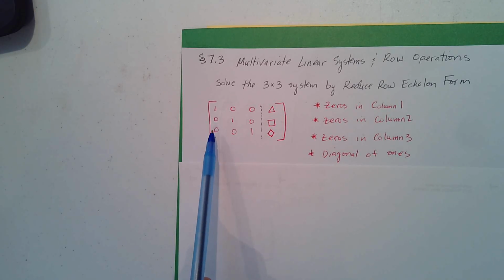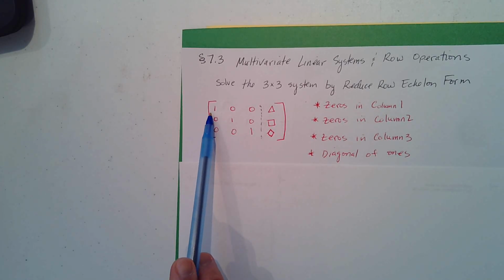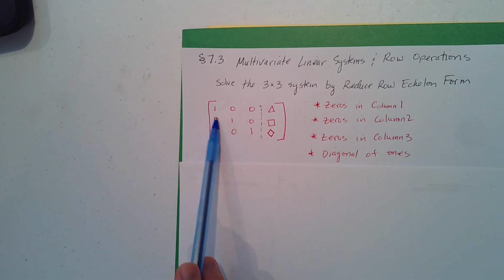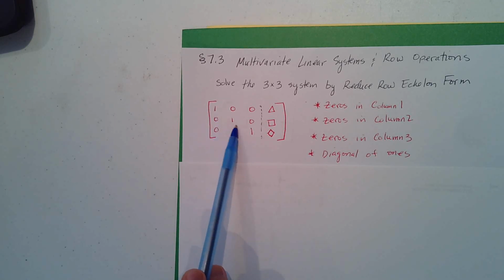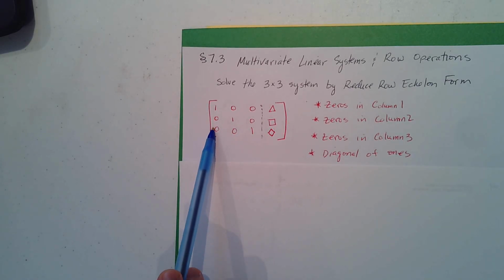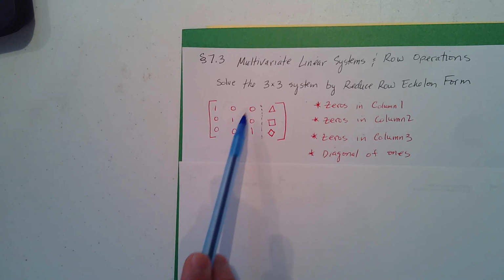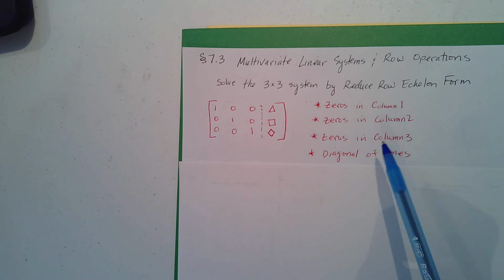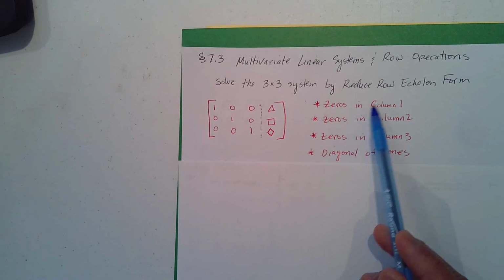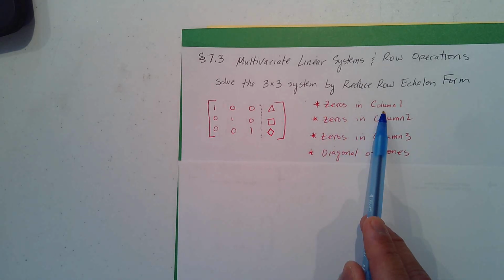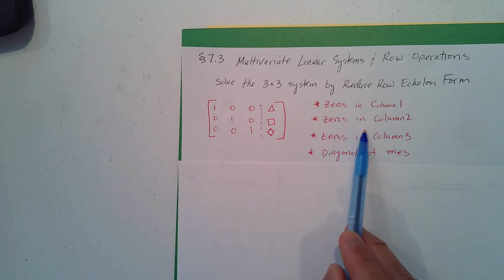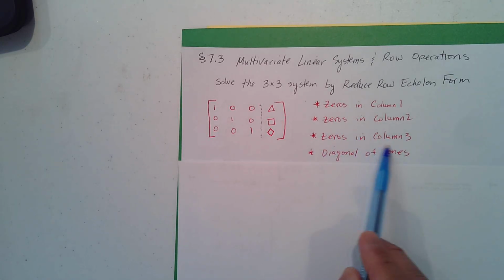In the last section, 7.2, we discussed briefly this is what we call an identity matrix. What we will have to do is manipulate the matrix such that it's going to be the identity matrix. Zeros in column 1, zeros in column 2, zeros in column 3, and a diagonal of 1s. So when we start solving the system by row echelon form, we want to get zeros in column 1 first, and then zeros in column 2, zeros in column 3, and then get the diagonal of 1s.